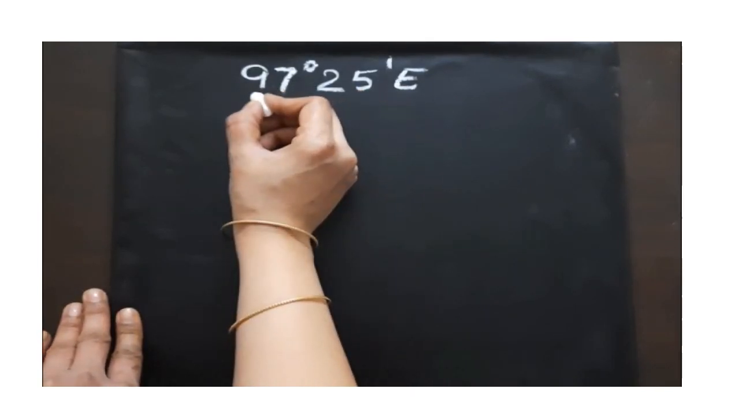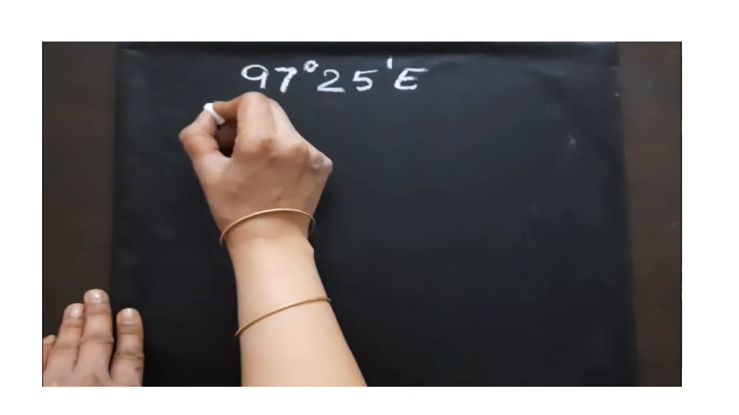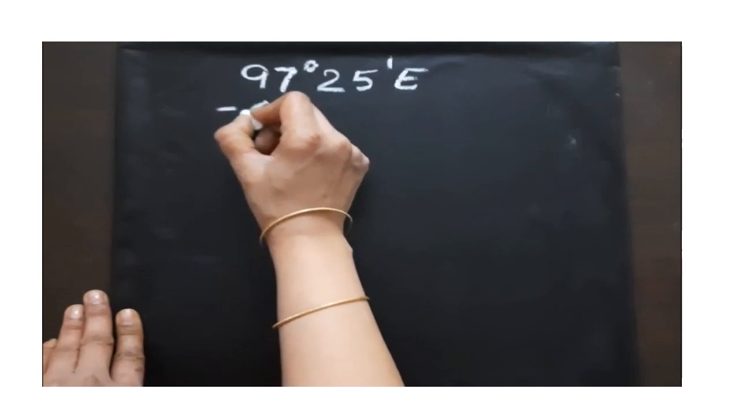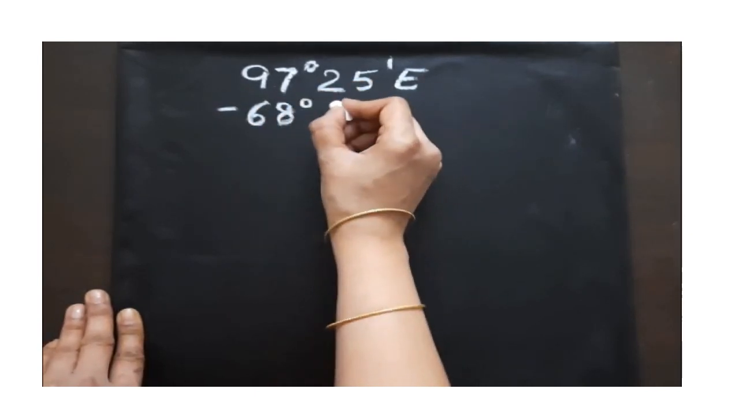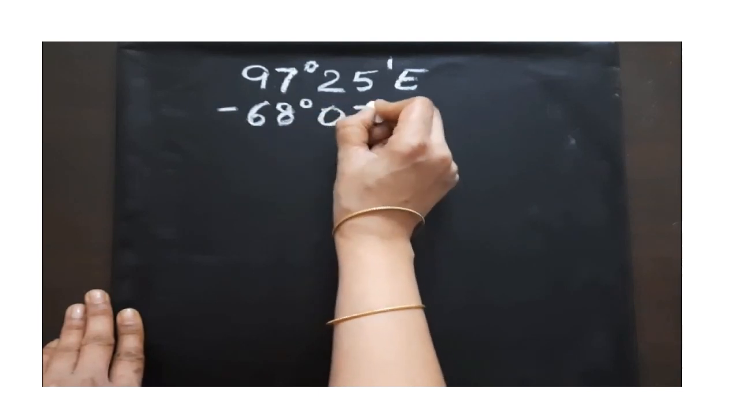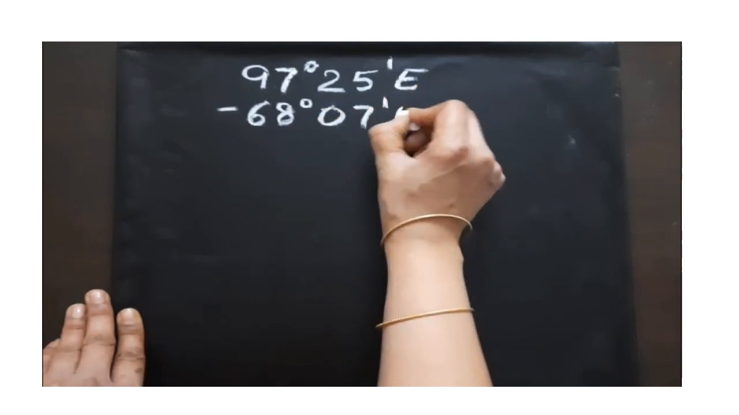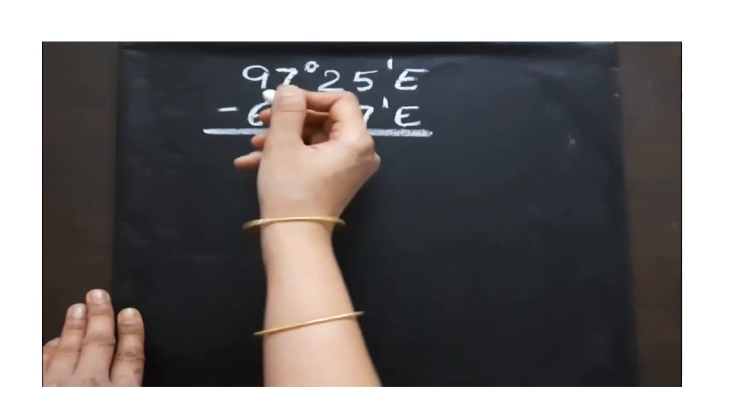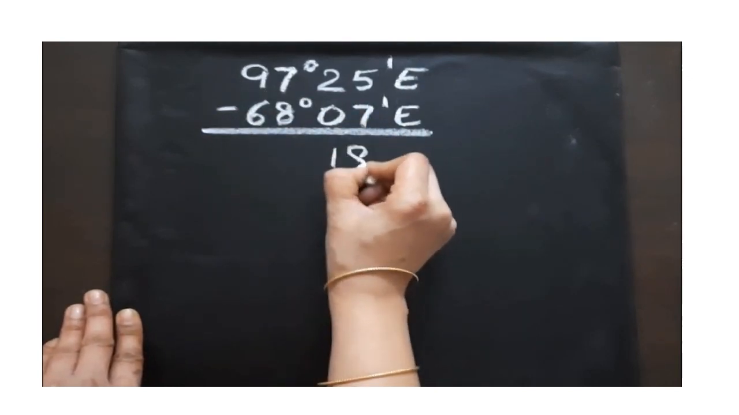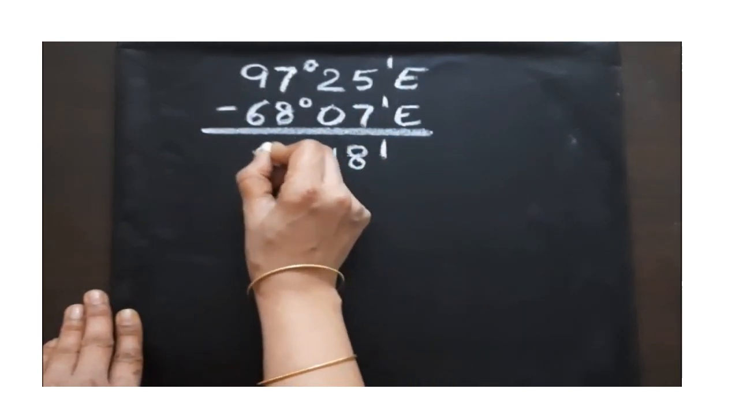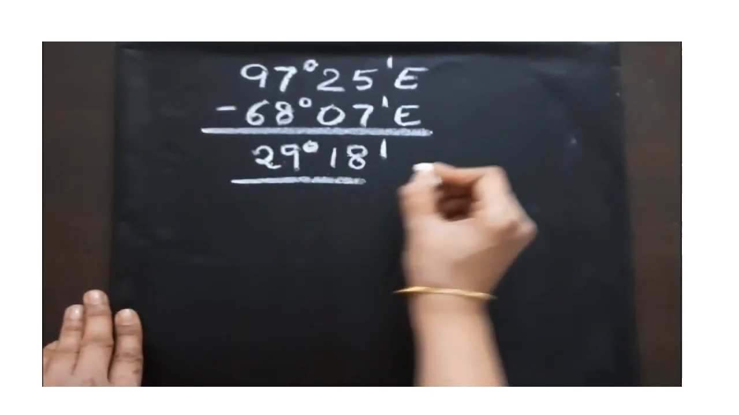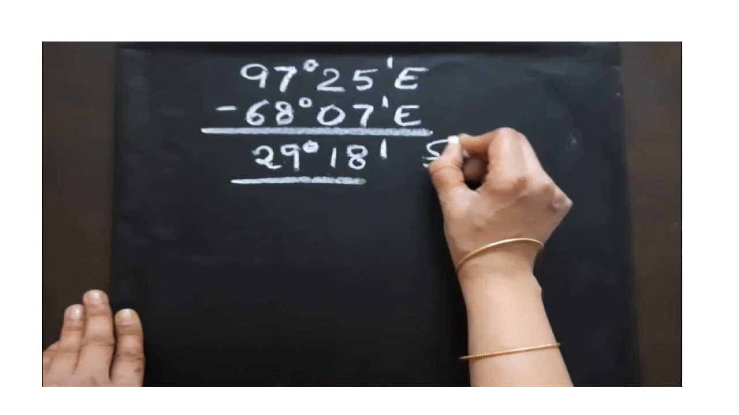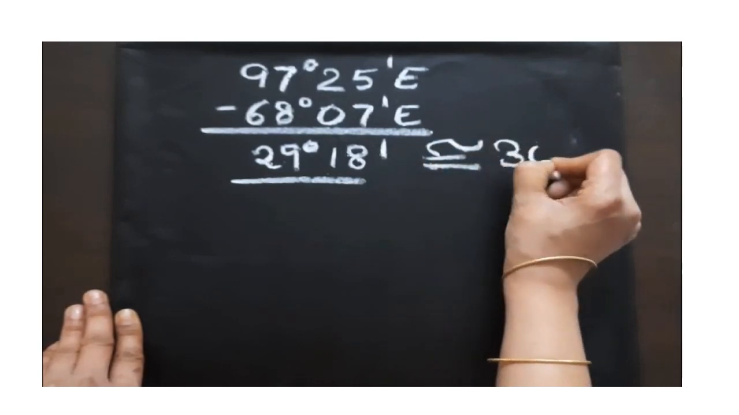The eastern limit is 97 degrees 25 minutes east, and we are subtracting this from the western extent, that is 68 degree 7 minutes east. Okay, we are subtracting this, then we will get this as 18 minutes and this as 29 degrees, right? So this is approximately equal to 30 degrees.